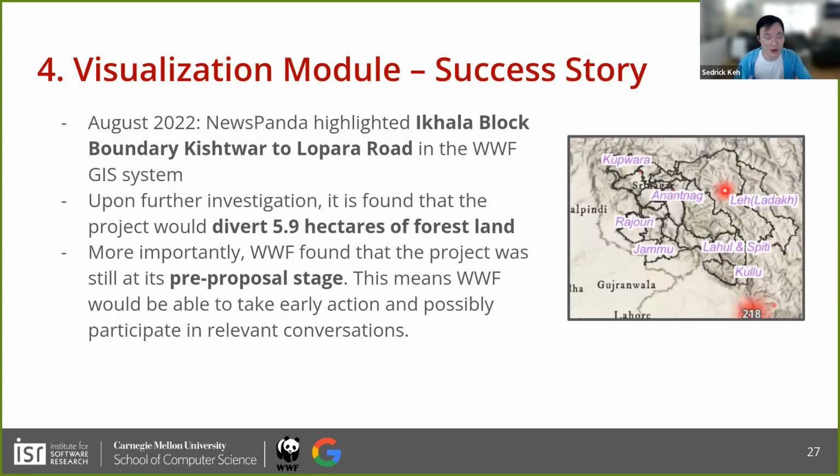And we're really proud to share this success story we have from August 2022. When NewsPanda highlighted this area, Ikala block boundary to Lopara Road, and when WWF investigated it, they found that the project would divert 5.9 hectares of forest land. And most importantly, WWF found the project while it was at its pre-proposal stage, which means that WWF would be able to take early action and really participate in relevant conversations to ensure that the proper measures are being taken before this project starts going underway.